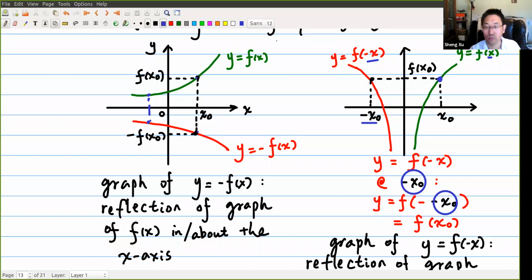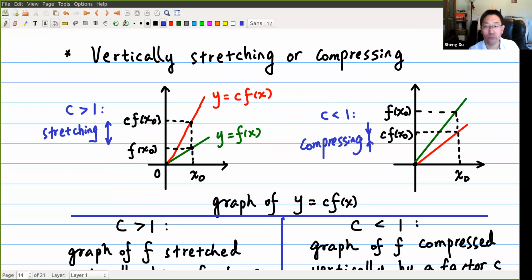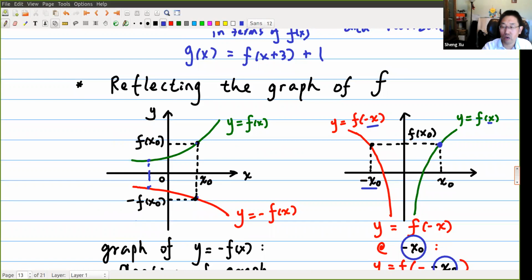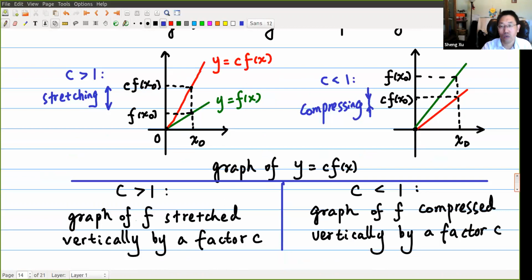So, next, stretching and compressing, okay? In the previous operations, you see the shapes are not changed. It's a reflection or shifting, right? So, the same shape. But from now on, you are going to change the shape. So it's not a rigid transformation. It's called a non-rigid transformation. Okay, so the graph will be distorted.